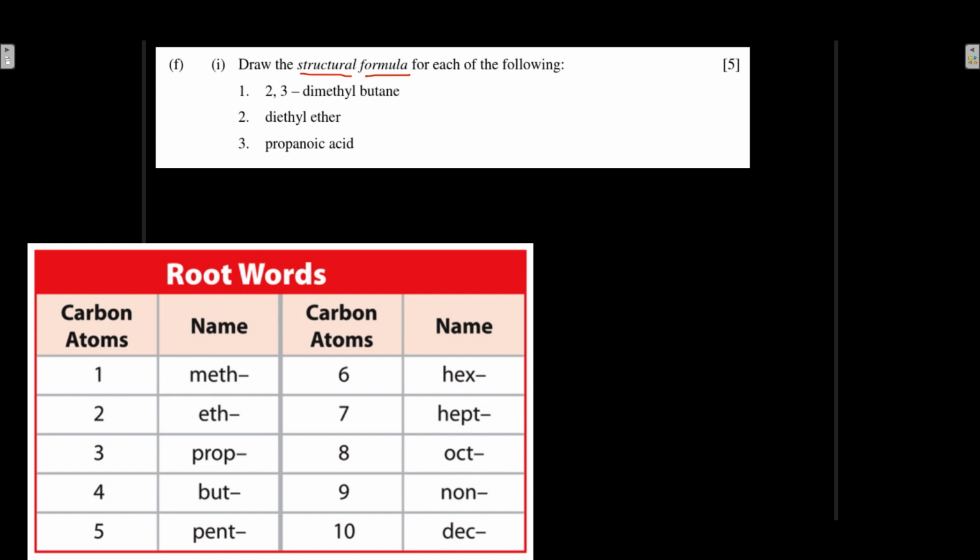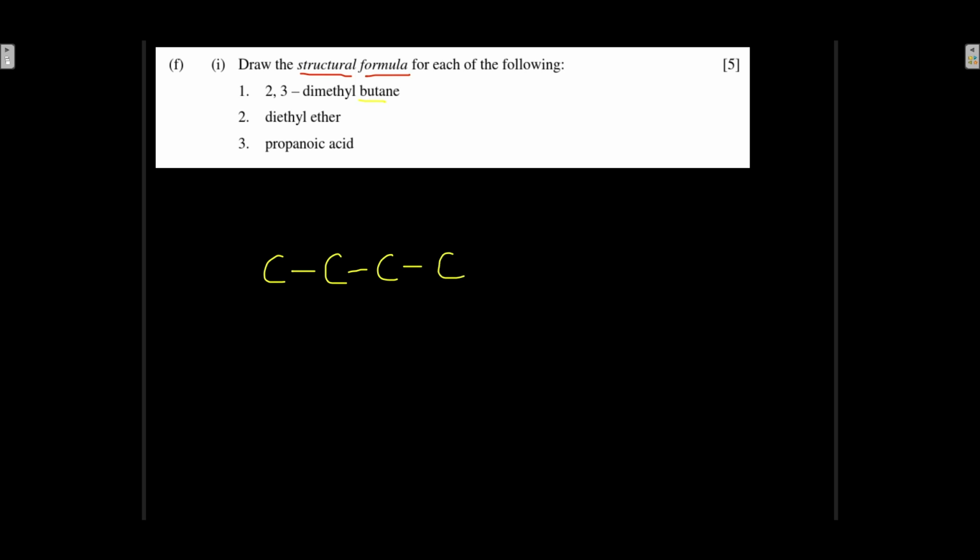Next, draw the structural formula for each of the following. 2,3-dimethylbutane. But is the root word. 1, 2, 3, 4. Ane means all are single bonds. Dimethyl means two methyl groups at positions 2 and 3. So one you write here, another you write here. Or I will write it above so that I can get the space to write hydrogens. So just satisfy the valency by hydrogen.